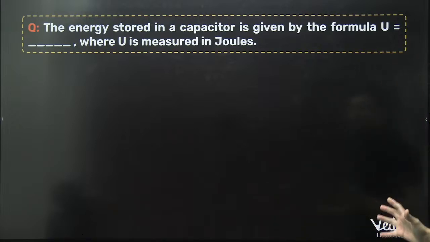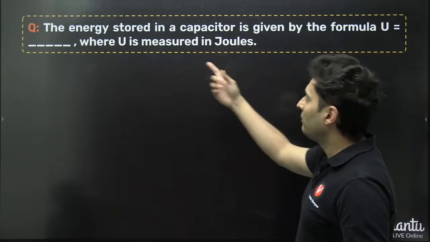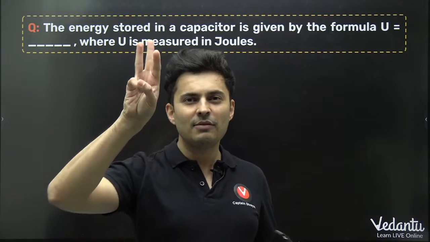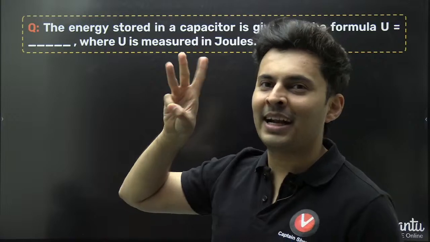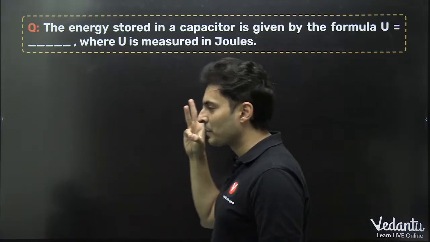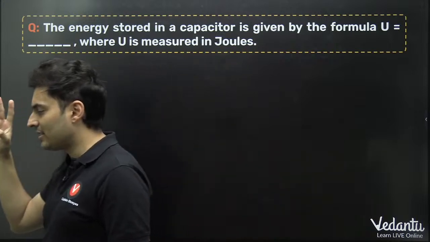Energy stored in a capacitor is given by a very simple formula where U is measured in joules. Many formulas are there. There are 3 ways of writing it. Let's see how many of you can write all the 3 different ways of writing the energy stored in a capacitor.